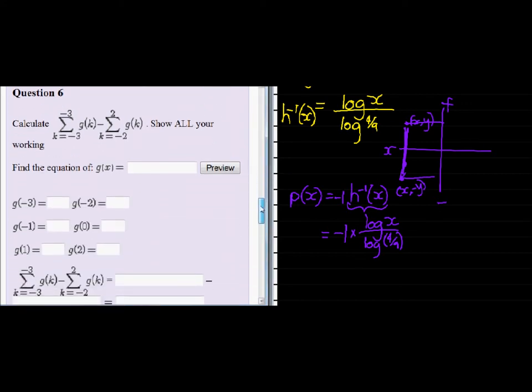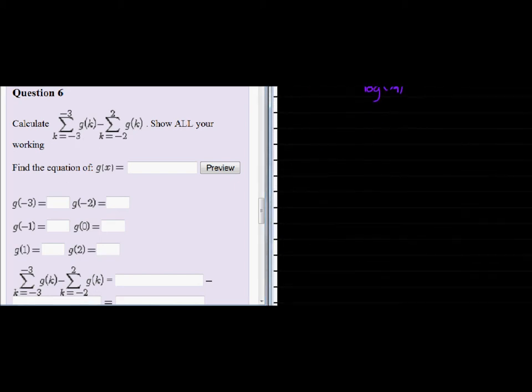Question 6 is a rather difficult question. Calculate, and there they give us two summations. The one goes from k equals negative 3 to 3 of g(k), minus the one with k going from negative 2 to 2 of g(k). Sorry, both have g(k) in them. So what that means is that we are going to have to do the following.